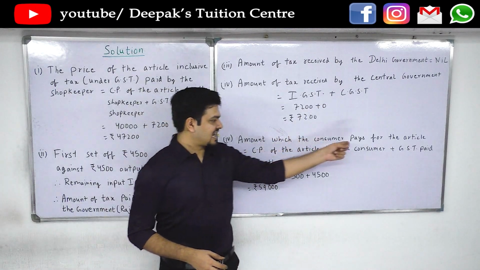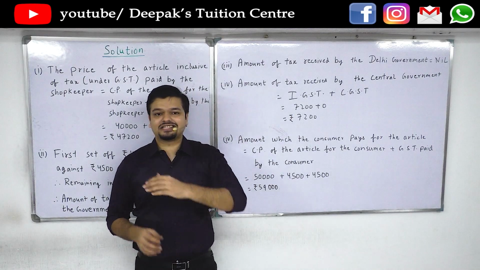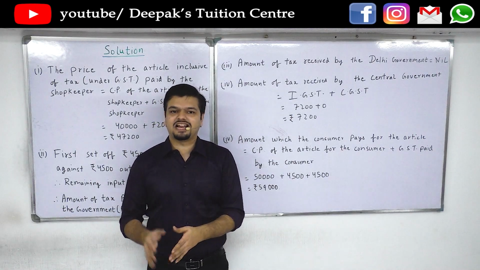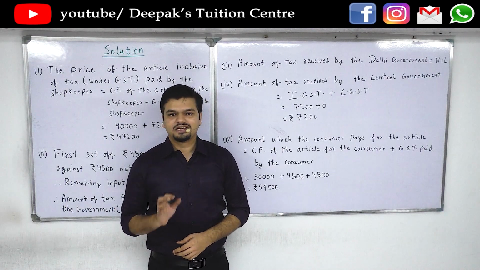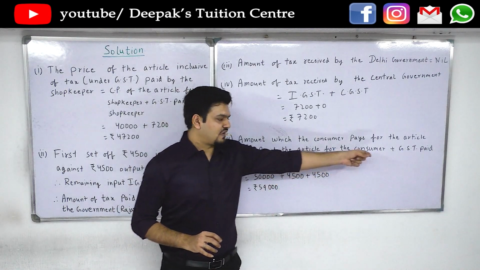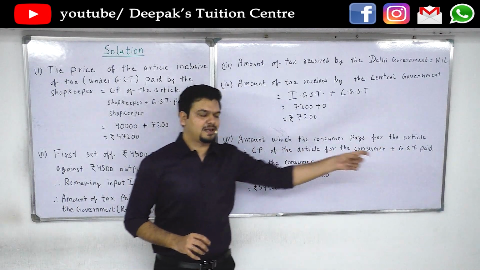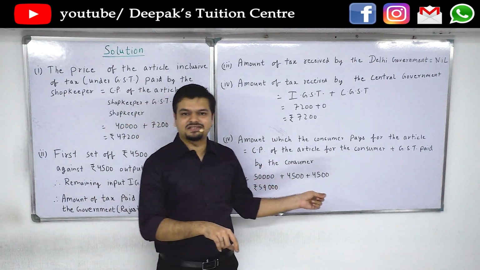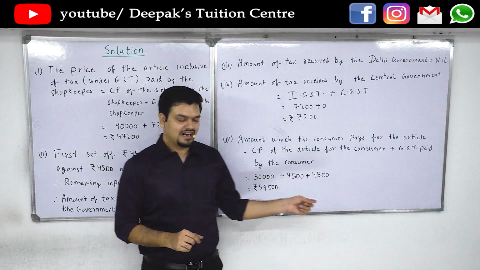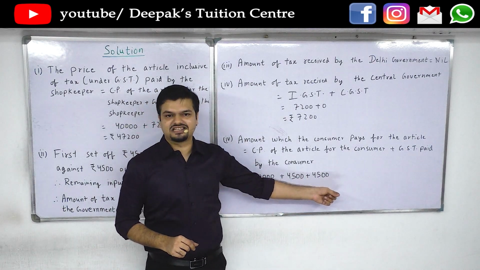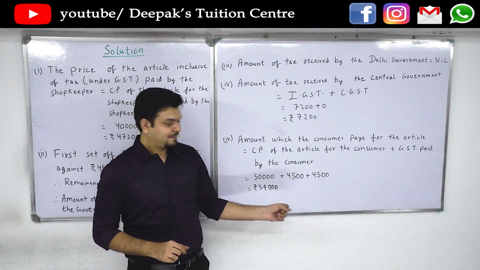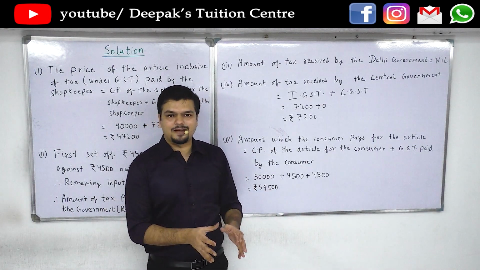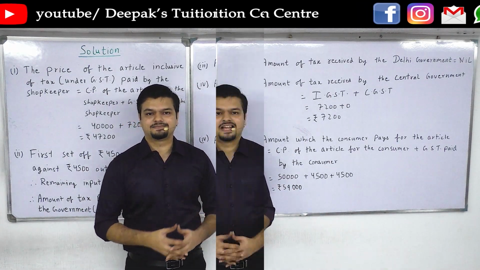Lastly, the amount which the consumer pays for the article. It is always assumed that the amount which the consumer pays for the article is inclusive of tax. So CP of the article for the consumer plus GST paid by the consumer. That is 50,000 plus 4,500 plus 4,500 as CGST and SGST. So therefore the total amount is 59,000 rupees. So that is the total amount that the consumer paid.